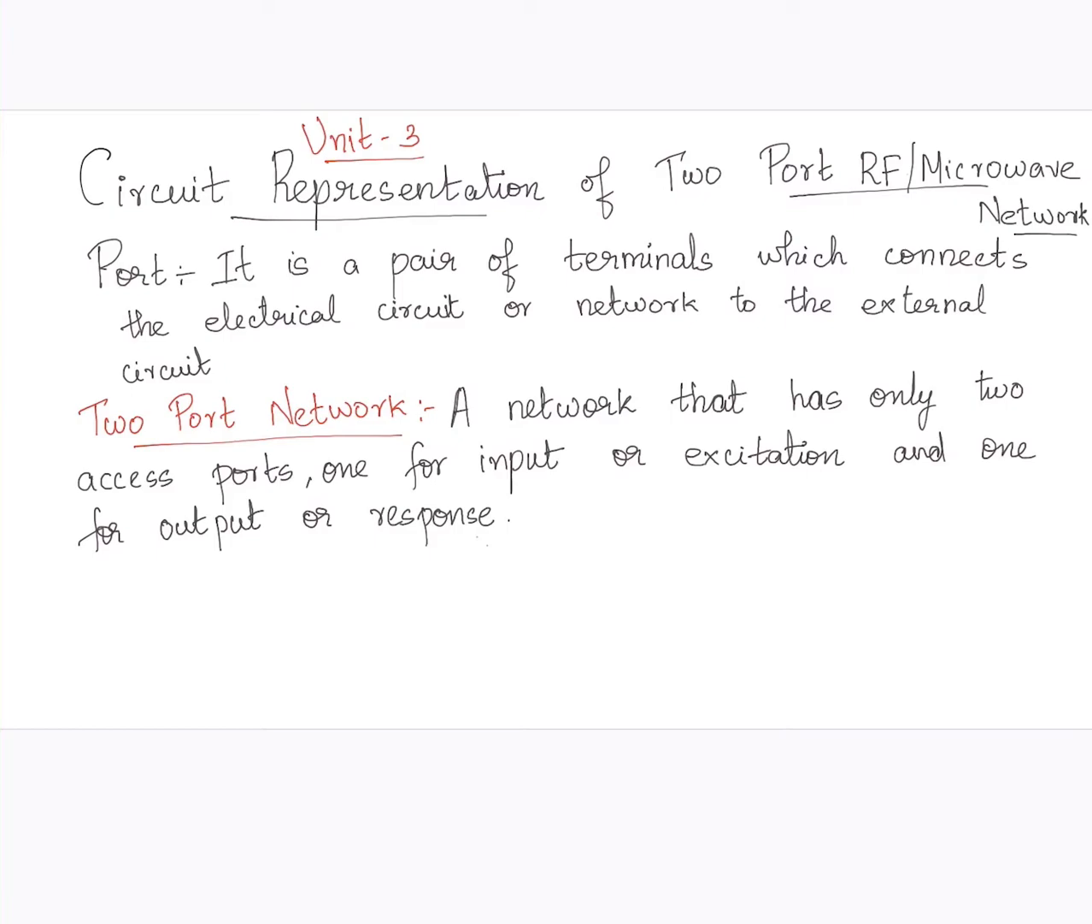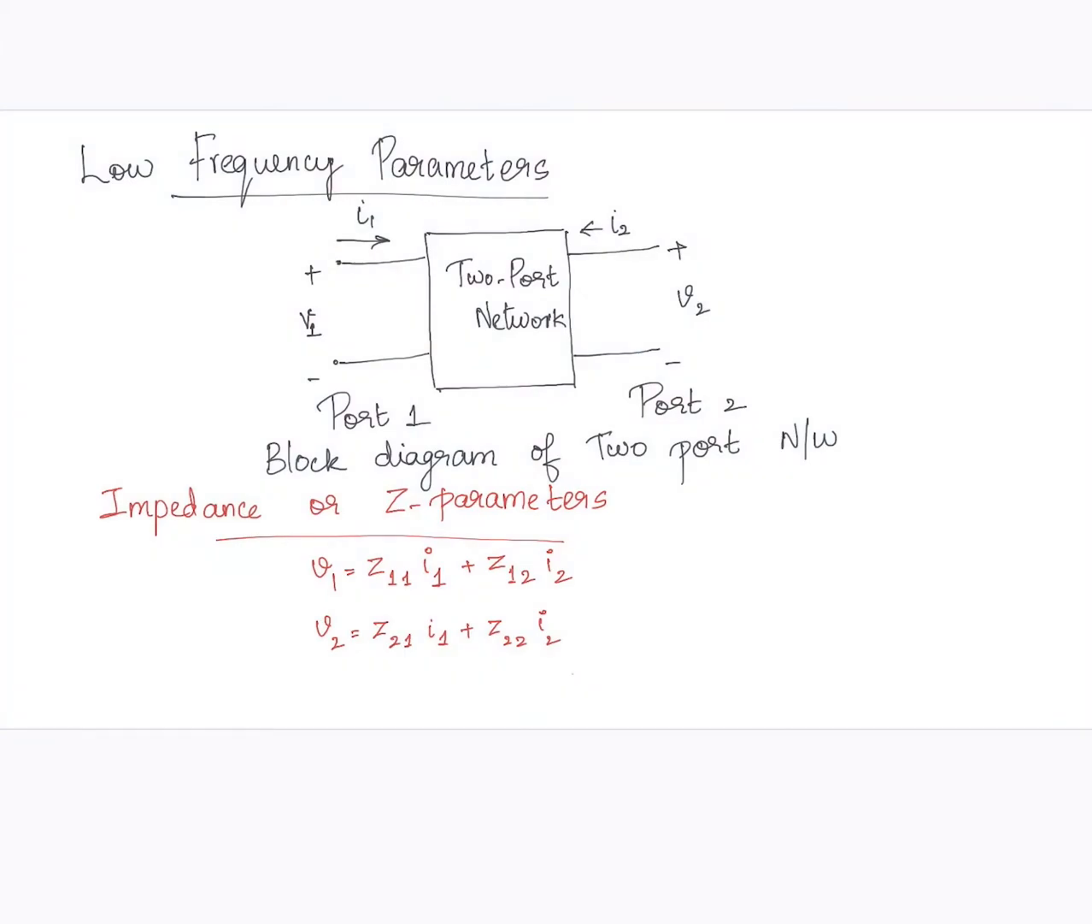Two-port network means you have two ports or terminals. One will act as the input and the other will act as an output. A network which has only two access ports is known as a two-port network. If we consider low frequency networks, the basic diagram will be like this, where we have port 1 which acts as an input port and port 2 which acts as an output port.